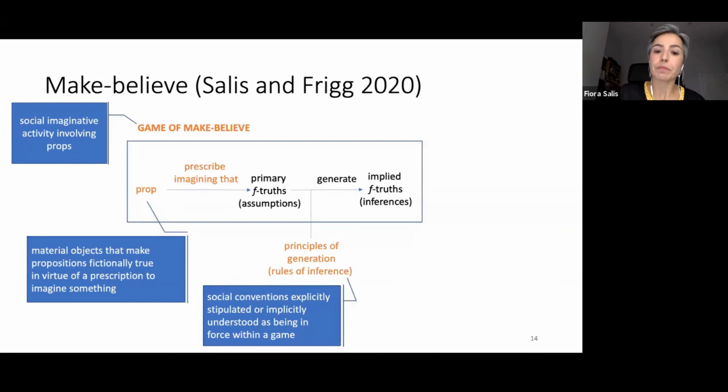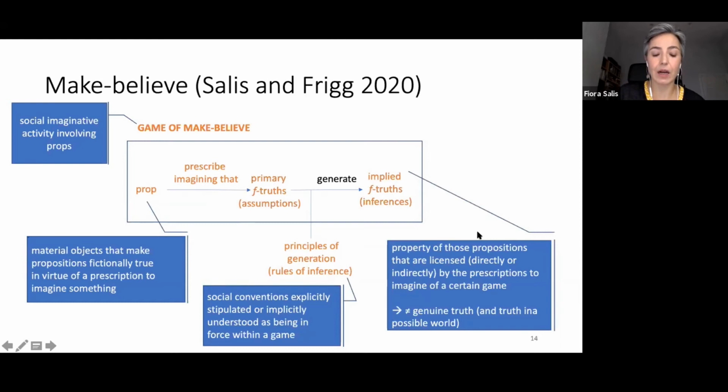Then we have a very important notion, the notion of fictional truth. And the notion of fictional truth is very different from the notion of truth that is involved in the framework of the counterfactual imagination and of counterfactual analysis of the semantics of counterfactual conditionals. Fictional truth is, according to Walton, a property of those propositions that are licensed directly or indirectly by the prescriptions to imagine of a certain game.